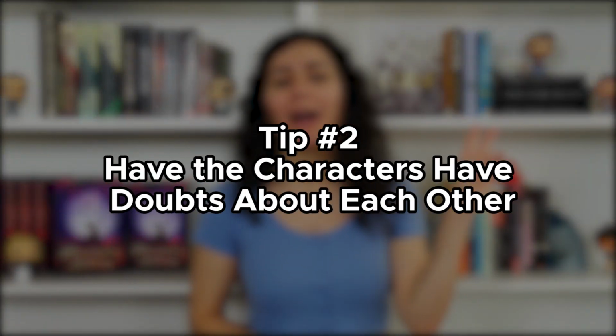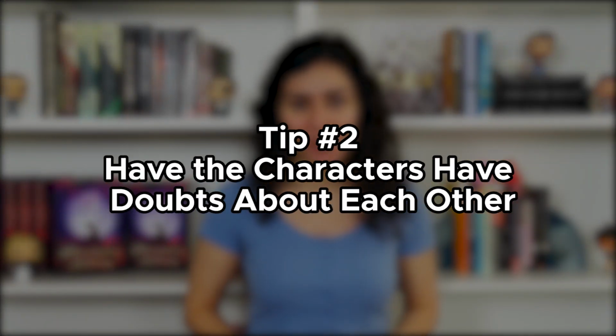Tip number 2, have the characters have doubts about each other. Maybe they don't fully trust the other person or have issues of their own that prevent them from being honest about their feelings. Or maybe an aspect about the other person goes against what they believe in. Remember, if your characters like each other and there's nothing stopping them from getting together, then there's no tension. So their own personal demons or misconceptions should stand in the way. It's important to create obstacles in order for the tension to rise.